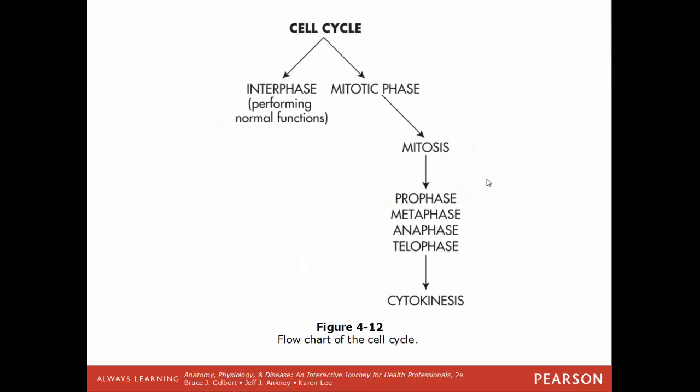Alright, so a generic overview of the cell cycle. Interphase, where the cell spends probably about 90% of its life doing its normal job. When it gets ready to divide, you enter the mitotic phase, which you have mitosis. And to further specify what goes on there, you have four phases: prophase, metaphase, anaphase, telophase. After that, you have cytokinesis. At the end of this, you have two separate identical cells.